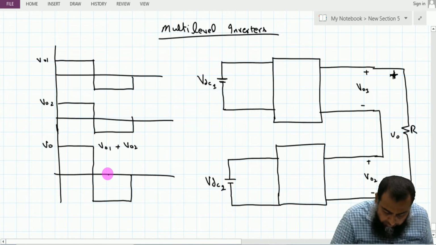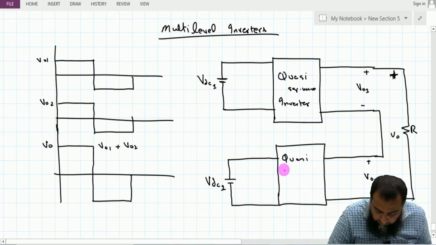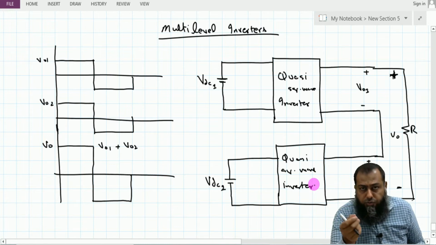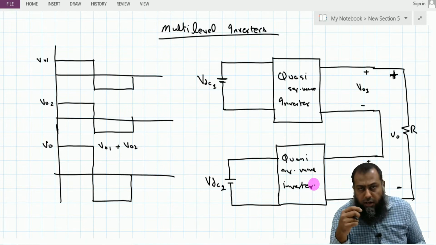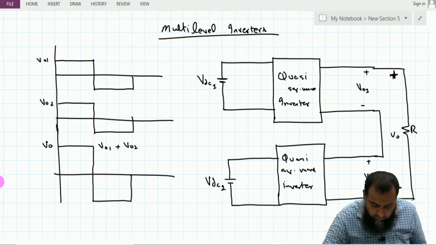But what happens if, instead of having a square wave inverter, let us say we have a quasi square wave inverter here, and this one is also a quasi square wave inverter. To get around the situation that we face with two square wave inverters connected in cascade, or in series, we can have two quasi square wave inverters with different values of alpha, the delay angle, to produce an output voltage that has more output voltage levels across the load. So let us consider this one.